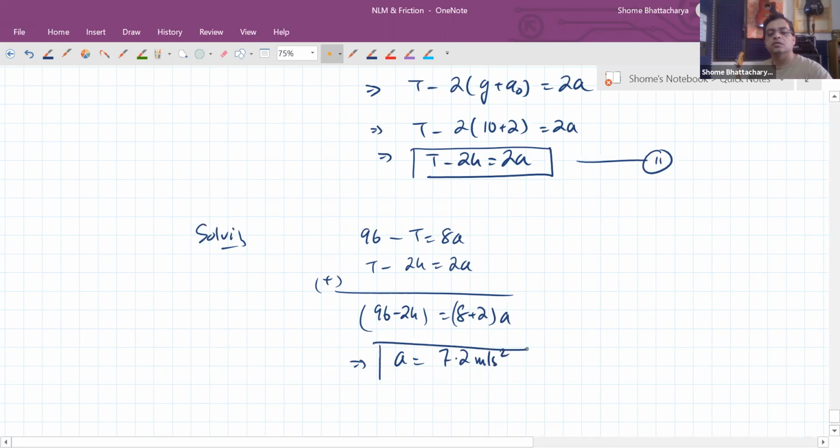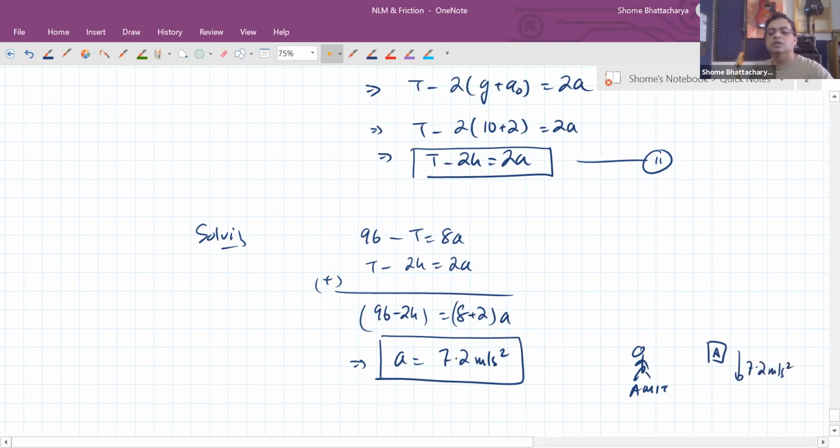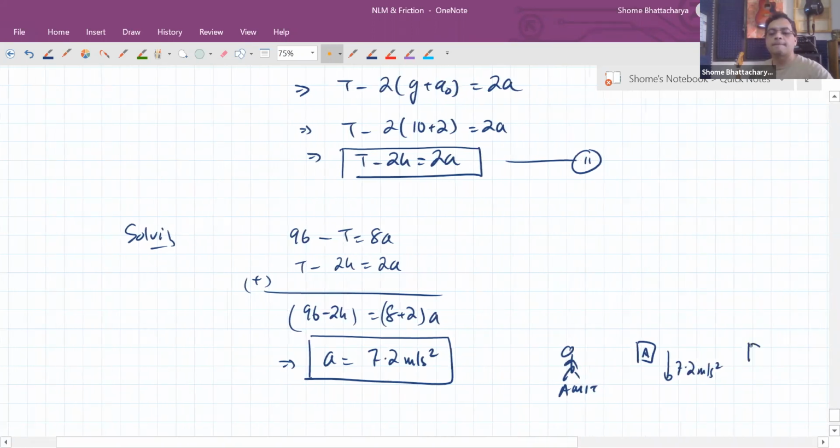Okay. So therefore, now we can say that in this guy's frame, okay, so what Amit is seeing is that the block A is coming down at 7.2 meters per second square, and the block B is going up at 7.2 meters per second square. But that's with respect to Amit. Okay.